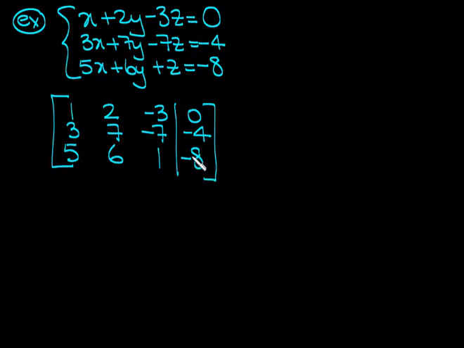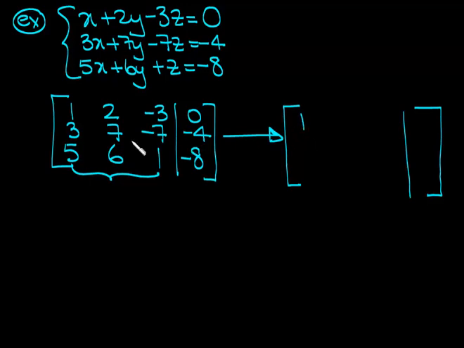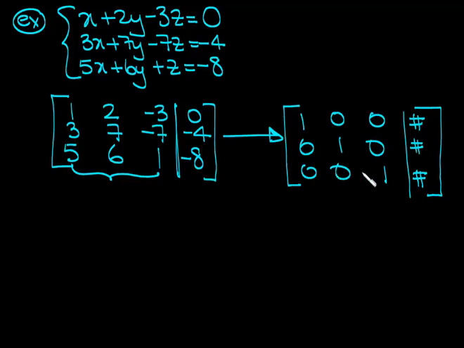Okay, so now what do we want to do? We want to change this. Always write down what you're trying to achieve. I want to change this left hand side here to an identity. It's a 3 by 3, so it'll be 1, 0, 0, 0, 1, 0, 0, 0, 1, and then we'll end up with some numbers here. Correct? That's what we want to do. We want to change the left hand side of the augmented matrix to an identity.